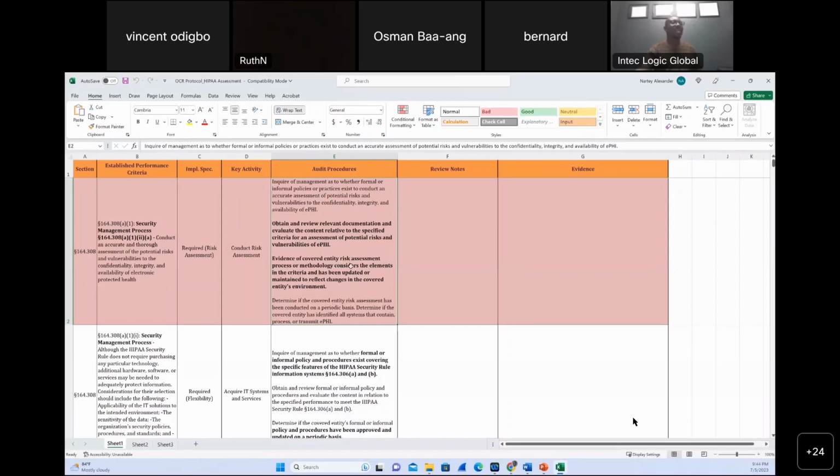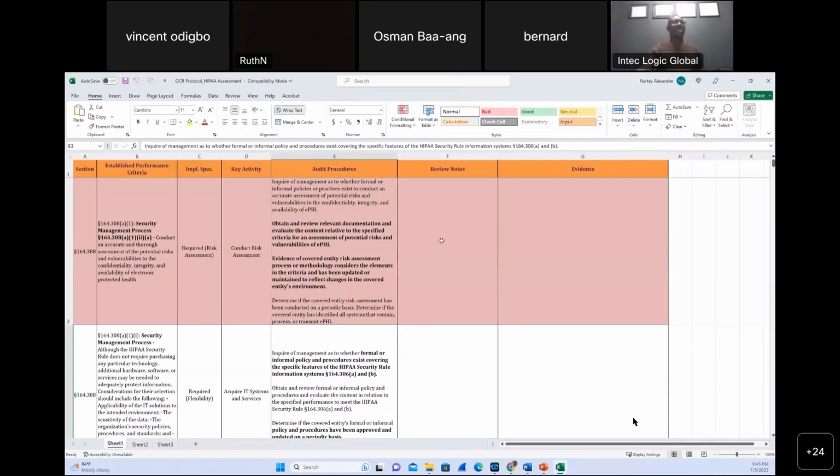Evidence of covered entity risk assessment process. Methodology considers the elements in the criteria and has been updated or maintained to reflect changes in the covered entity's environment. Next, determine if the covered entity risk assessment has been conducted on a periodic basis. Determine if the covered entity has identified all systems that contain, process, or transmit PHI. So this document tells you everything that we have done tonight, right?